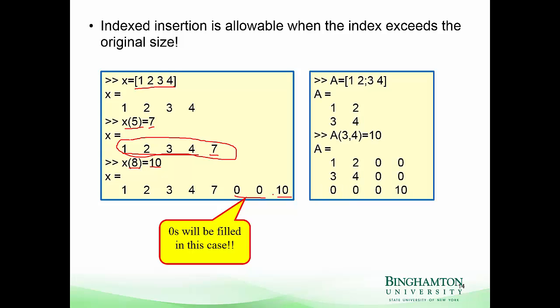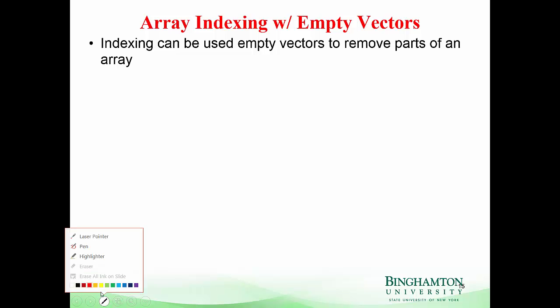And what about if we do this for a matrix? So here's a simple 2x2 matrix. If I say A(3,4) is equal to 10, well, notice that 3 exceeds the number of rows and 4 exceeds the number of columns. And so it'll tack on all these extra zeros here to take us out to the position where we can actually put a 10 there. And that's really cool.